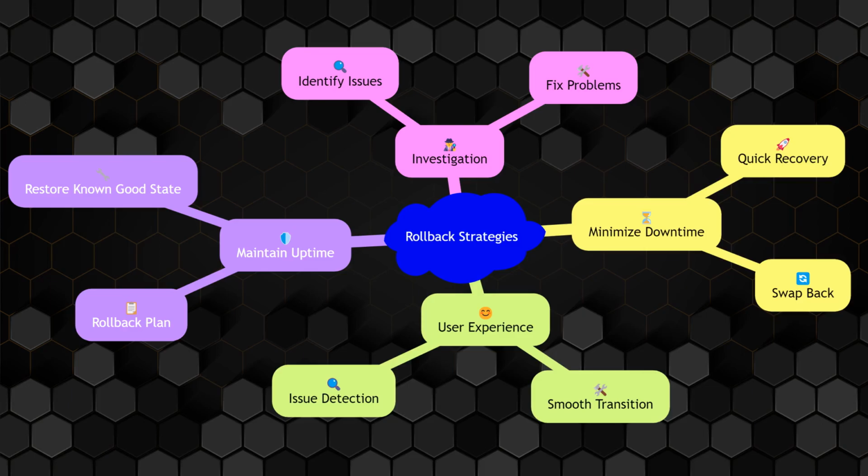Rollback strategies are important for minimizing downtime and ensuring a smooth user experience. If an issue is detected after swapping slots, you can quickly swap back to the previous version. This allows you to restore the app to a known good state while you investigate and fix the issue. Having a rollback plan in place is crucial for maintaining uptime.